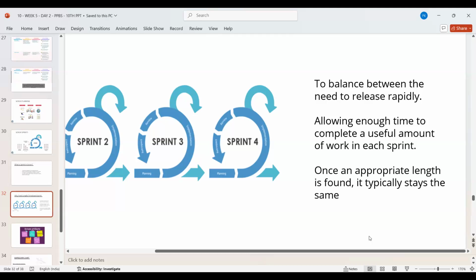Yes. This is very well put, honestly speaking. This is what we are saying: the balance between the need to release rapidly.